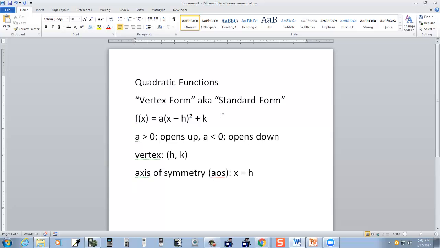And your min, now you have a min if your graph opens up. So that's when a is greater than 0. Or your max, and that occurs when a is negative, when a is less than 0, is going to equal k.